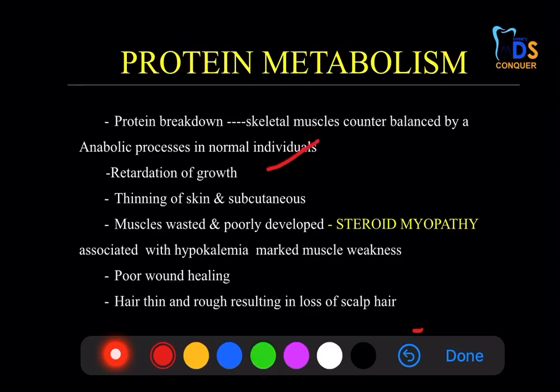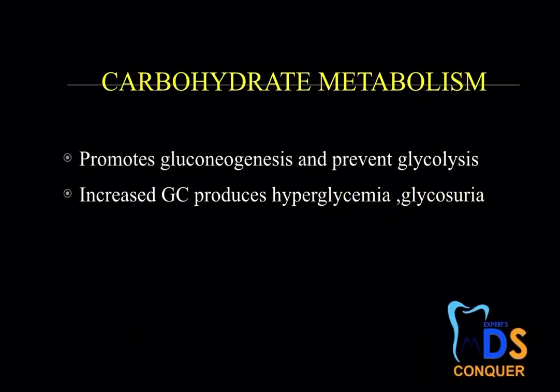So it causes retardation of growth, and thinning of the skin and subcutaneous tissue. Muscles get wasted. The cortisol levels have to be within their own limit. If it crosses the limit, it can cause more protein breakdown, which causes wastage of the muscles, leading to the condition called steroid myopathy. It can also cause thinning of the hair and poor wound healing, and it has a very important role in carbohydrate metabolism. For this, you have to put forward the line that it promotes gluconeogenesis and prevents glycolysis.